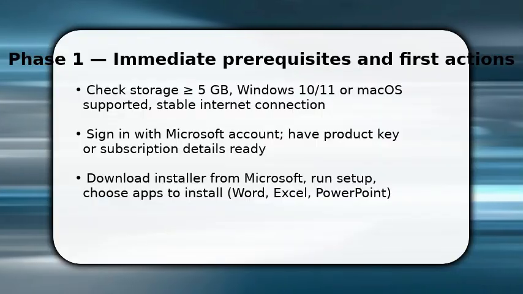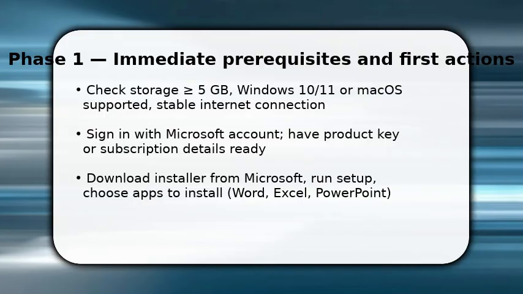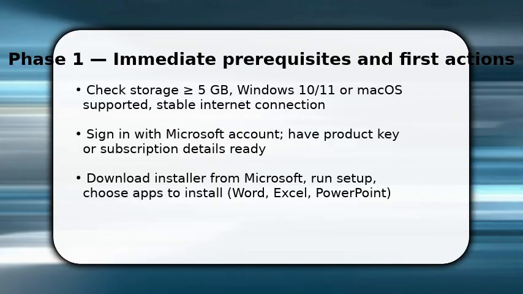You start by confirming the essentials: storage space, OS version, and a Microsoft account. Once done, download the Office installer and run it. This begins the actual installation. Make sure to choose which apps you need: Word, Excel, PowerPoint, because fewer apps save space and time.